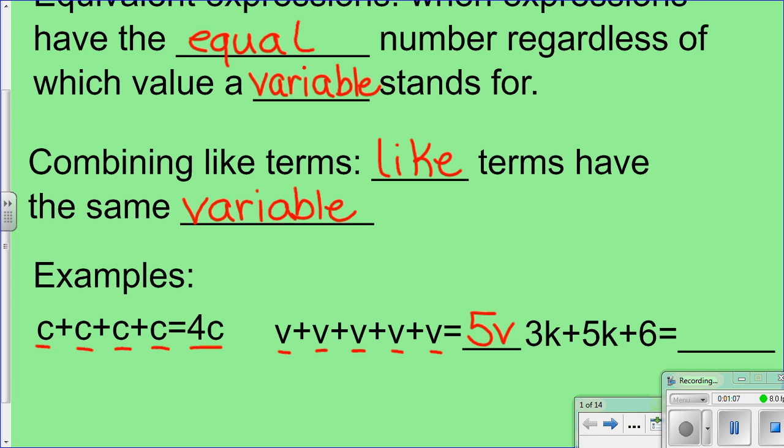In this last example, though, the only thing I can combine are the 3K and the 5K. 3 plus 5K is 8K. I cannot add the 6 to it. 6 does not have a variable with it, and it doesn't have the K attached to it. If it had another variable attached to it, such as an M, I still wouldn't be able to combine it with the 8K. So the only way you can combine variables is if they are exactly the same. That is called combining like terms.